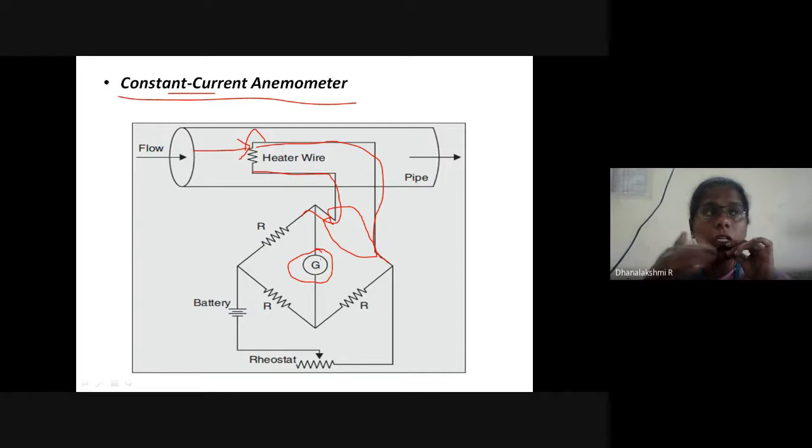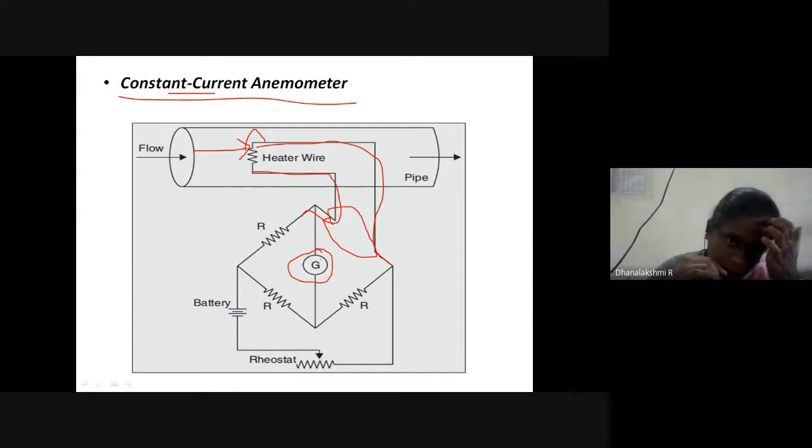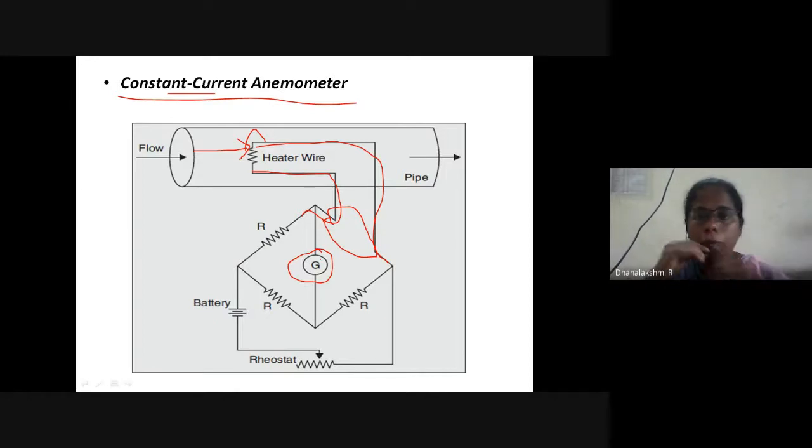That deflection is proportional to the change in resistance, which is in turn proportional to the flow. Based on the flow, the heat will be transferred, and based on that there is a change in resistance, and this change in resistance will cause a deflection in the galvanometer. Here the current is maintained constant.